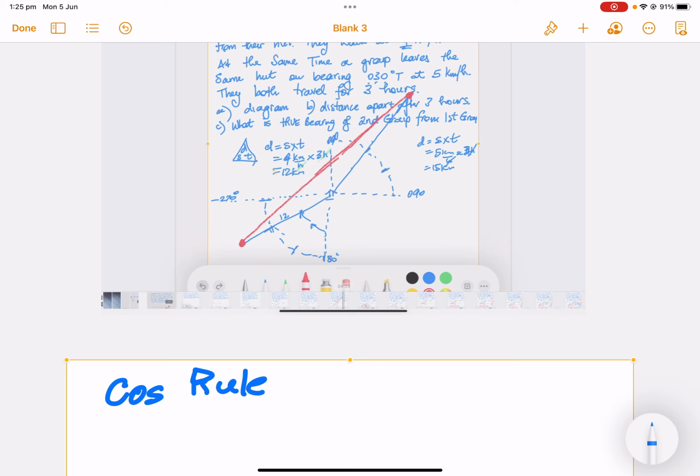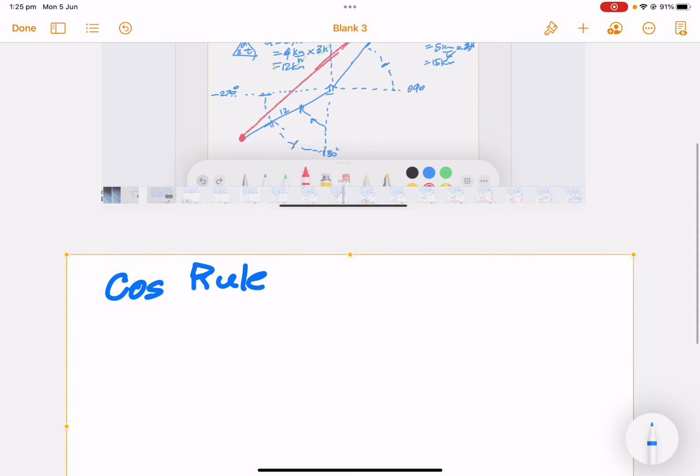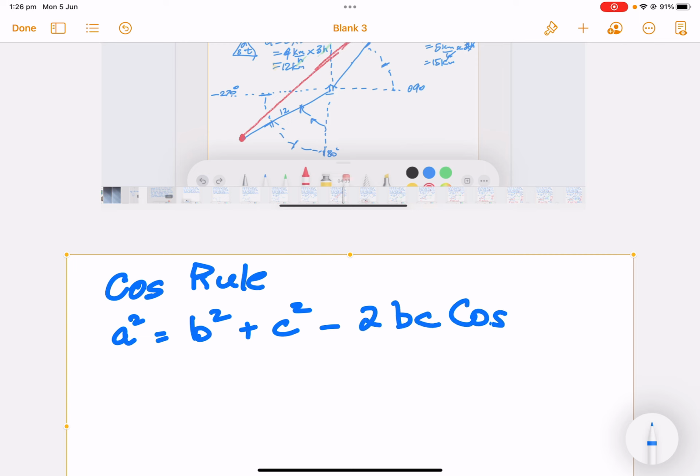The Cos rule says that it's like Pythagoras, where a squared equals b squared plus c squared minus 2bc cos of the angle A. Now, side A is opposite angle A, side little b is opposite angle B, and side little c is opposite angle C.